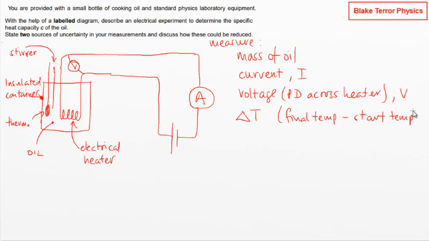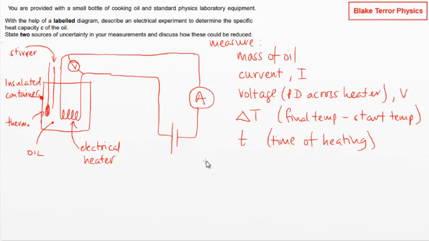That's good. What else have we got to do? We need to measure T, the time of heating. So we need to put all of those measurements in. So we're already racking up quite a lot of marks here for all the things we're saying.